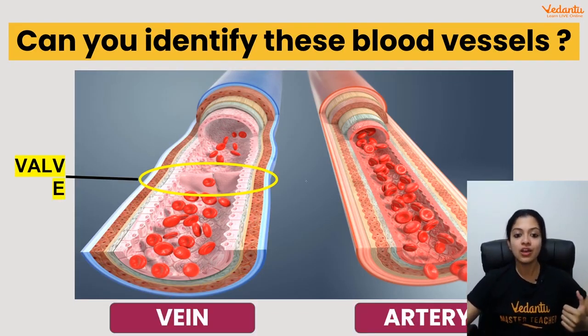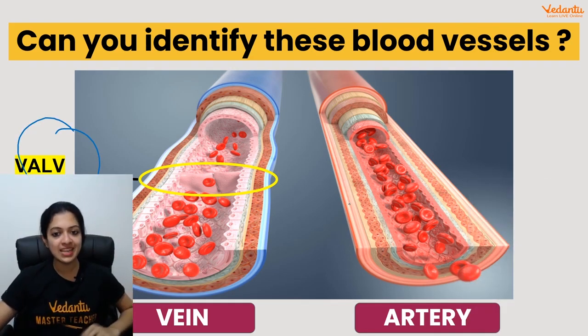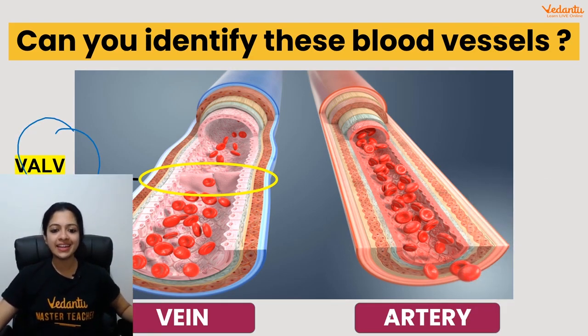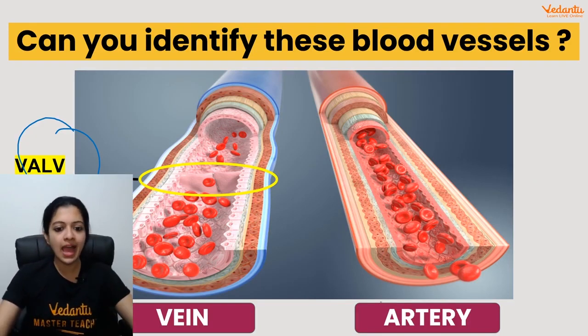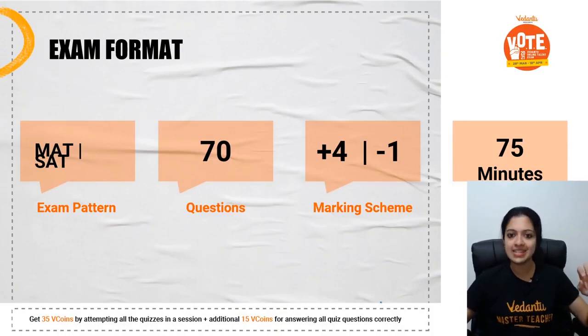A is a vein because the structure here is a valve. When a valve is present, it has to be a vein. And the other one, because it lacks valves, it has to be an artery. Right, children? Yes, absolutely. Now, this is about the difference between veins and arteries.